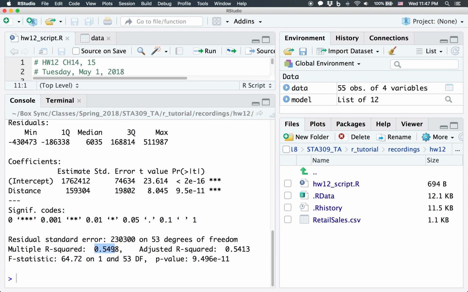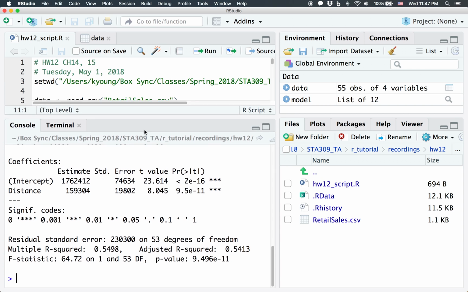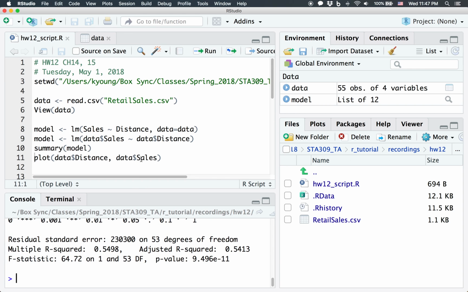Another thing you should look at is the multiple R squared. So R squared here is 0.55. Sometimes it's high, sometimes we can interpret this as really high, or sometimes it's kind of really small. But just bear in mind, keep this R squared in mind, so that the R squared value tells us how much y, the sales, is explained by the distance. Okay. So we have our model.